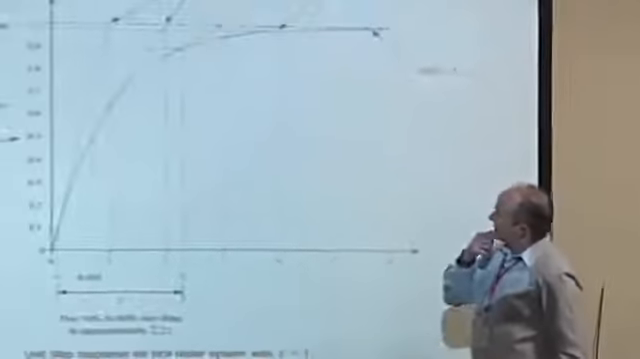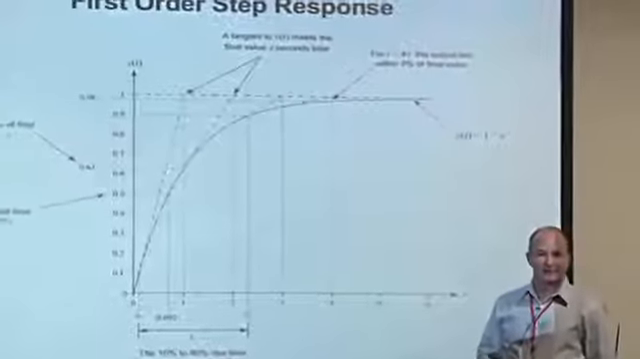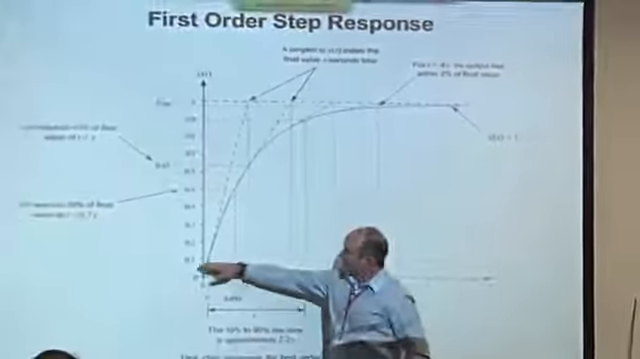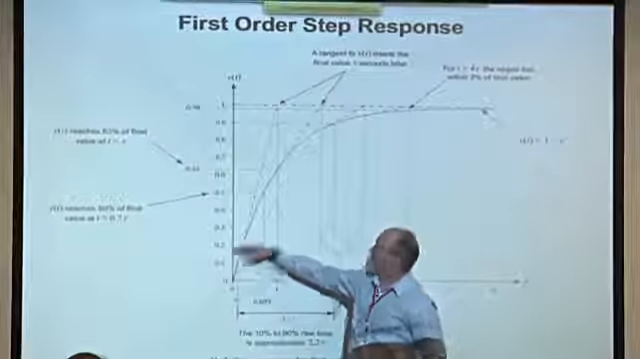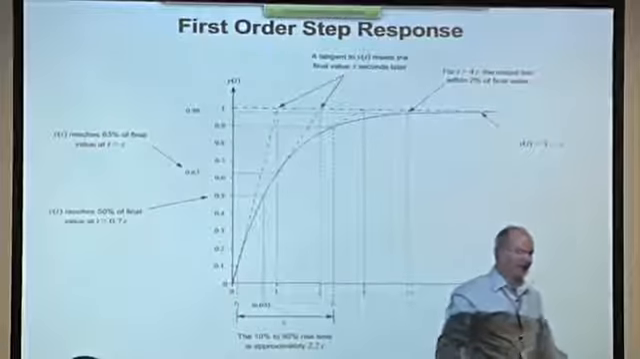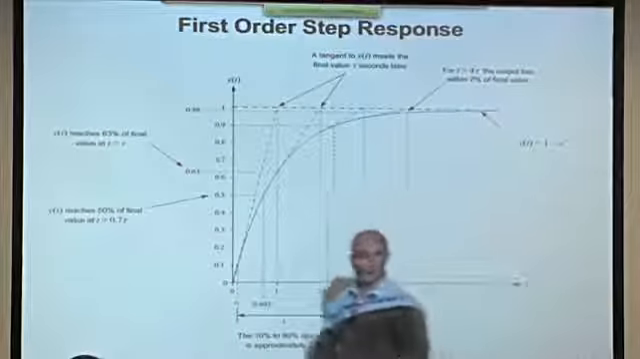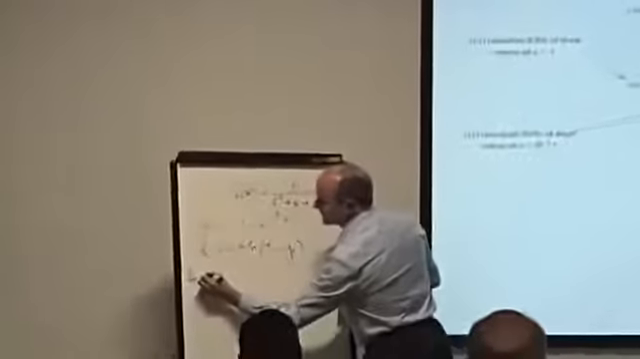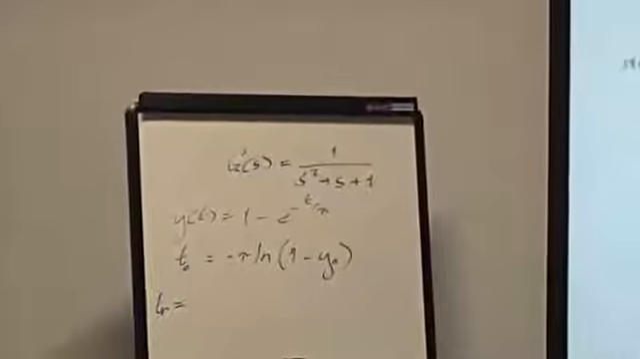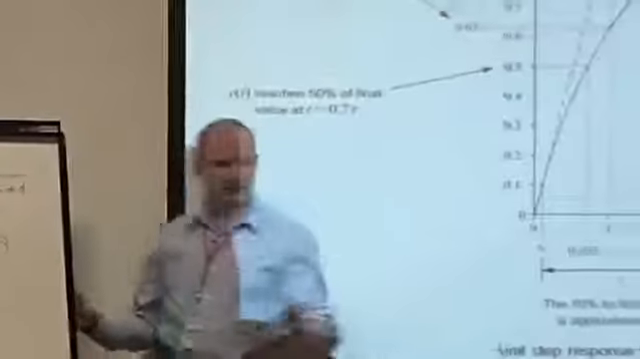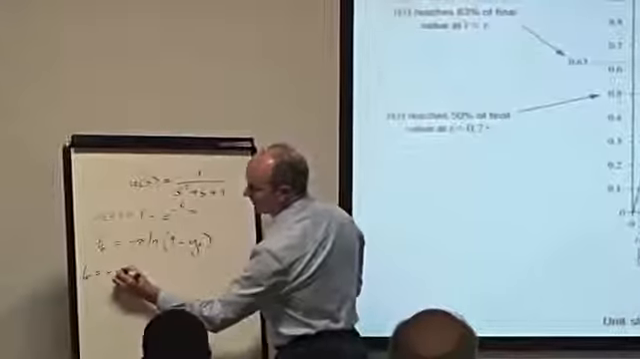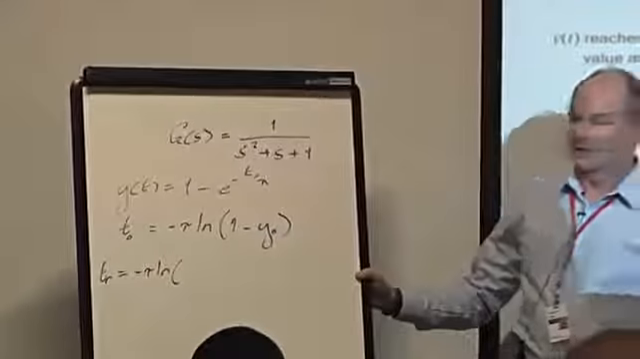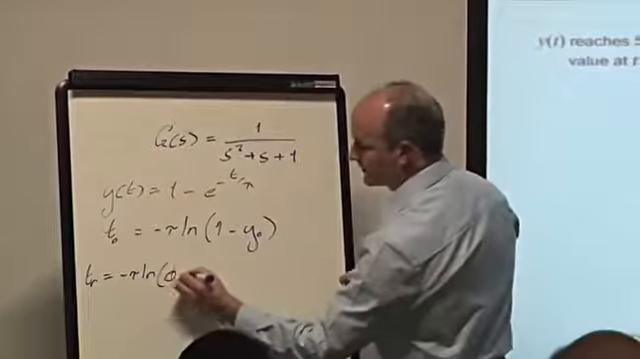Now, another thing that we can do is to work out the rise time of this system. And the rise time is often defined as the time it takes the response to get from 10% to 90% of final value. All we do is we apply this formula over here. So the rise time of this is going to be equal to, well, the time it takes to get to 90% minus the time it takes to get to 10%. So it's going to be minus tau times the natural log of 1 minus 0.9, that's going to be 0.1.